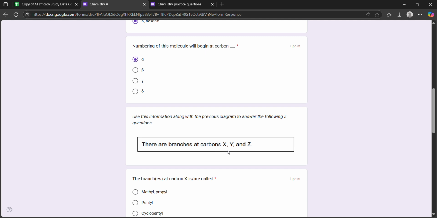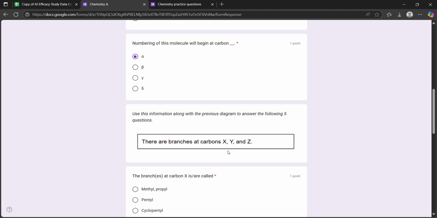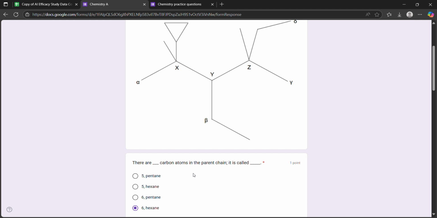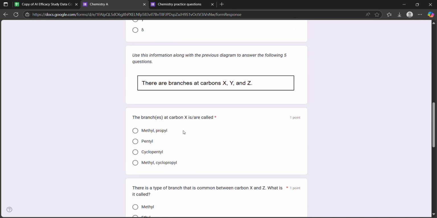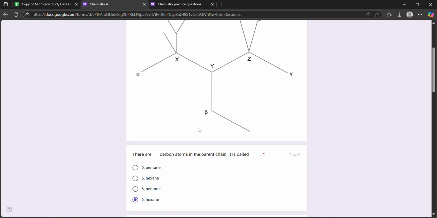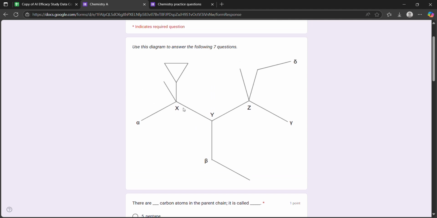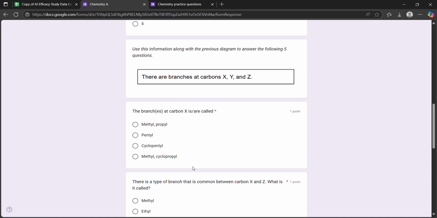There are branches at carbons X, Y, and Z. The branches at carbon X are called. So I think it is called methyl propyl.